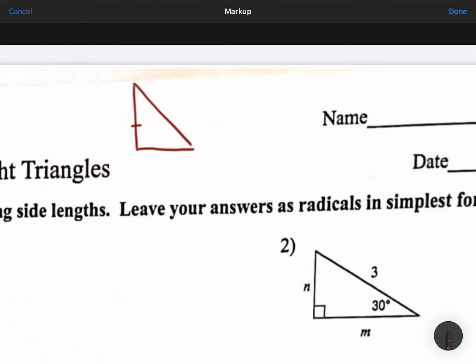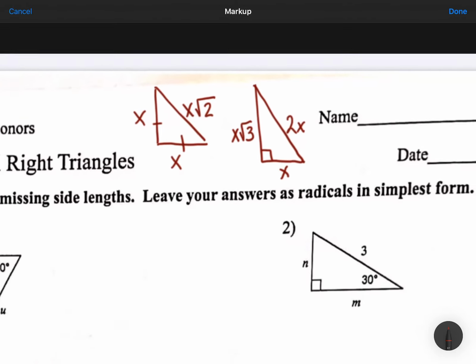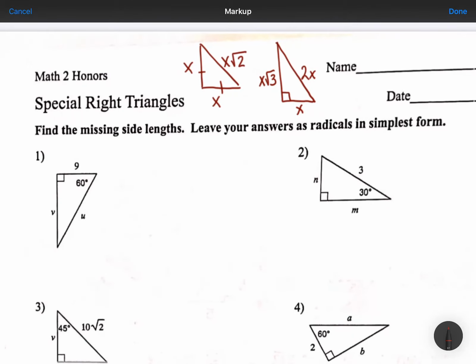Remember your 45, 45s, the legs are congruent, and the hypotenuse is the leg times radical 2. The 30, 60, 90s, you had the short leg is x, double the short leg gives you the hypotenuse, and short leg times radical 3 gives you the long leg. All right, and you can also write down those three equations that go with those.